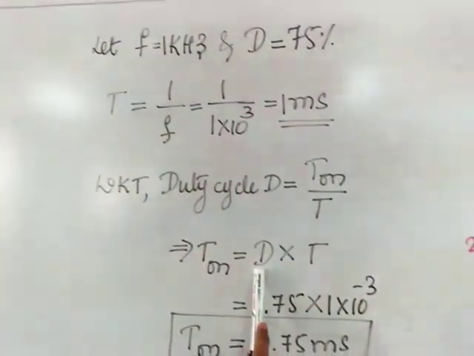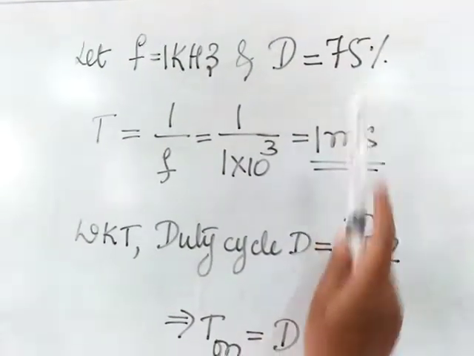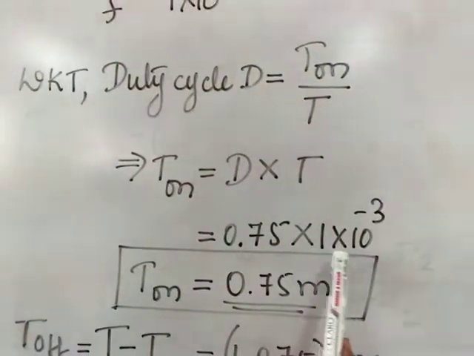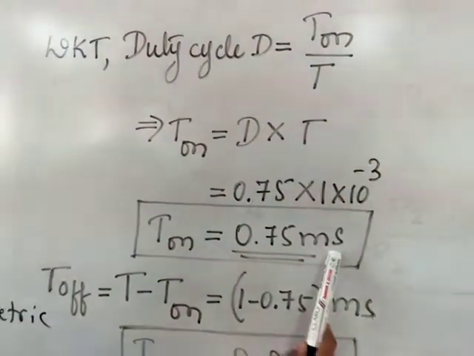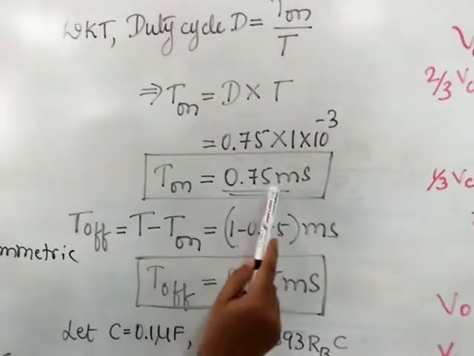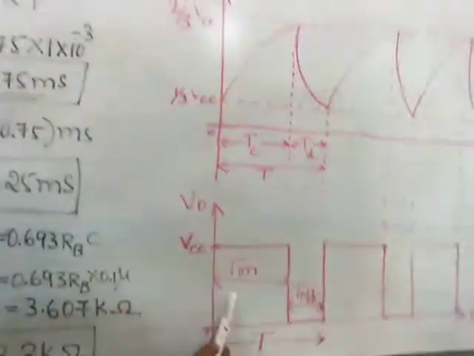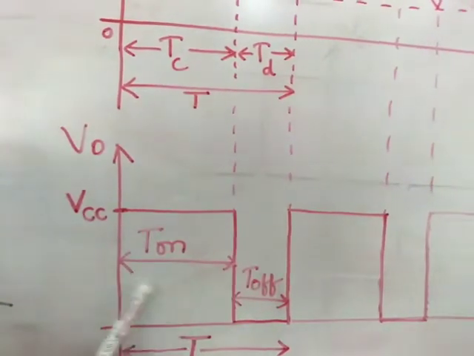Okay, duty cycle is in terms of percentage. If we convert this to a fraction, it becomes 0.75. 0.75 into 1 millisecond is equal to 0.75 milliseconds. So T on should be 0.75 milliseconds. So here in the waveform, the width of the T on should be 0.75 milliseconds.